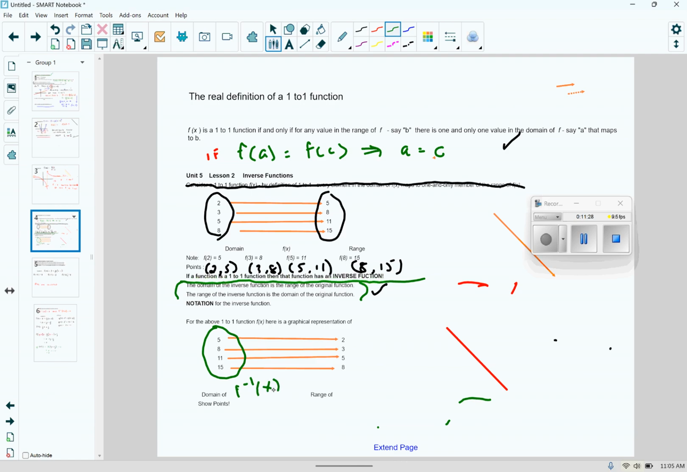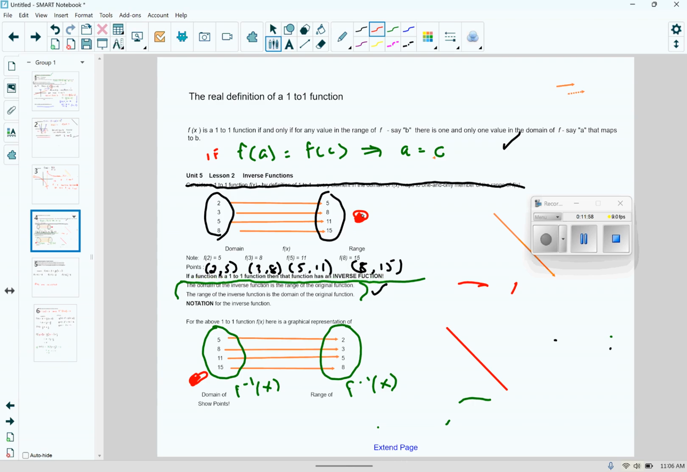And I have that in your notes. It didn't come up when I copied it into my Smart Notebook file. And this right here is the range of the inverse. And you notice that this domain was indeed the range of the original function. This guy right here is the same as this guy. The domain of the inverse is the range of the original.